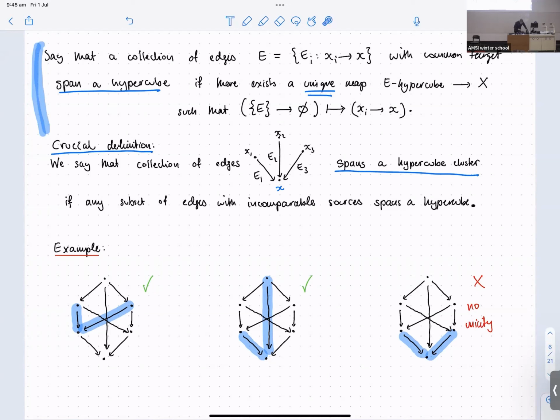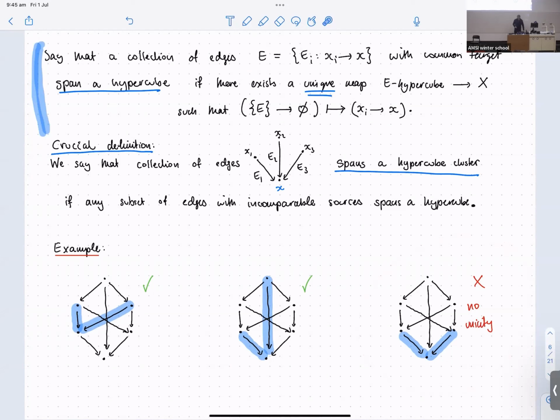Okay. So this one, we decided why it's a hypercube, why it spans a hypercube cluster. Here the condition is kind of vacuous, okay? So any single edge spans a hypercube cluster. And here I have these two sources are comparable, and so there's no condition on these two edges. So this one's also okay.